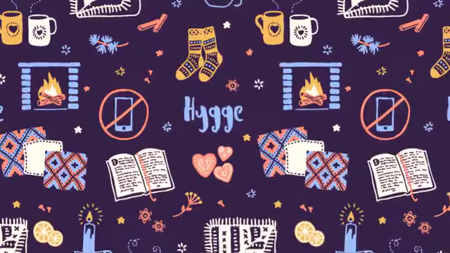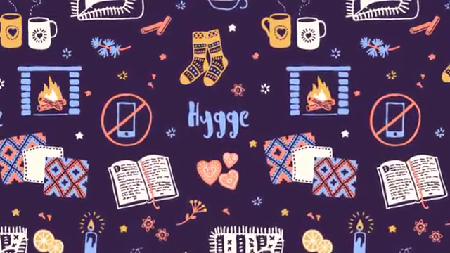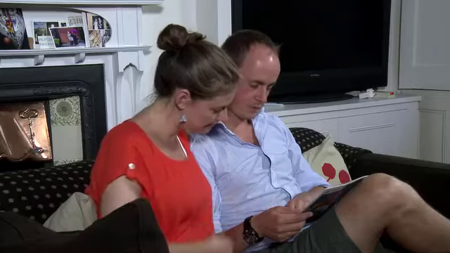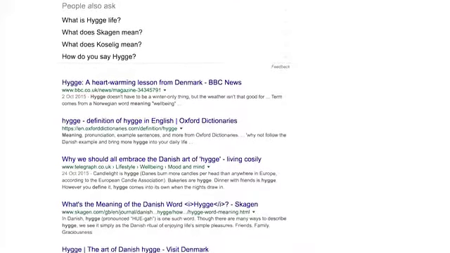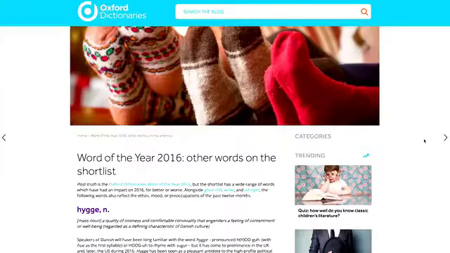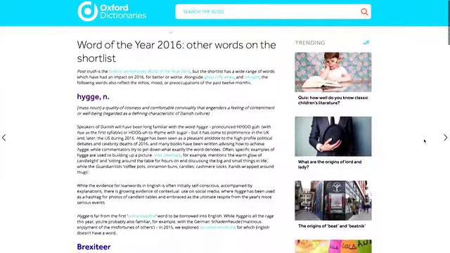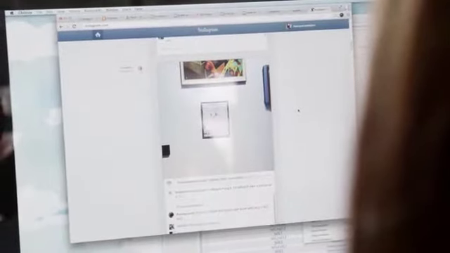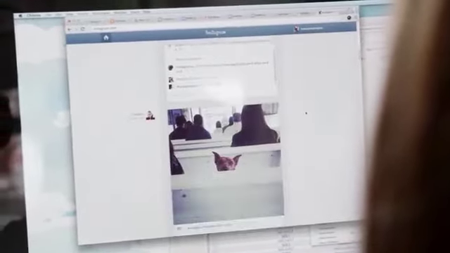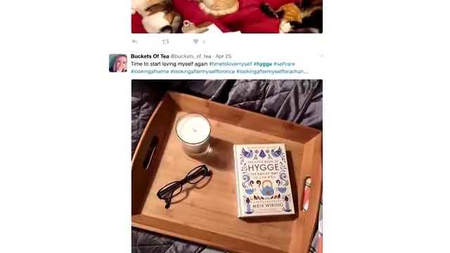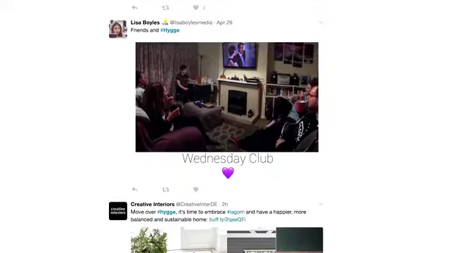In the UK and beyond, the word hygge has started appearing in cookbooks, in magazine articles, and all over the internet. It has appeared in the shortlist for the Oxford Dictionary's Word of the Year, and as a hashtag in millions of posts across social media. But where did it come from? And what does it mean?